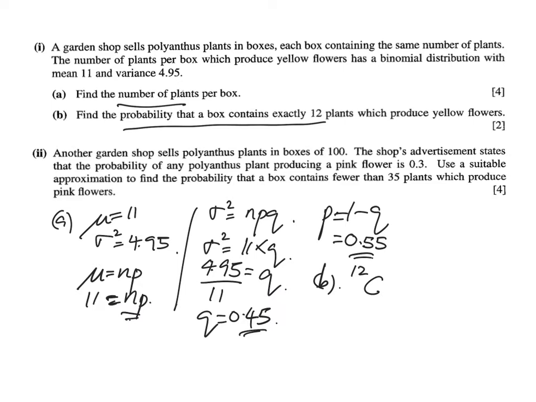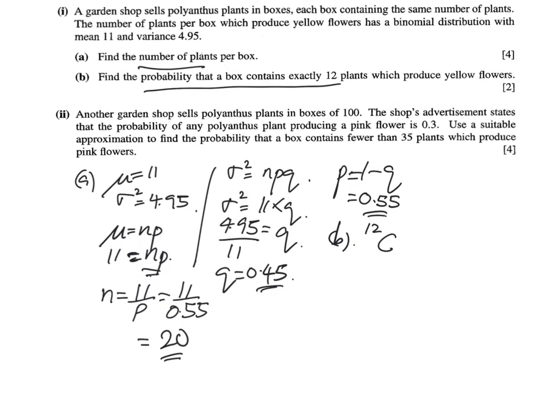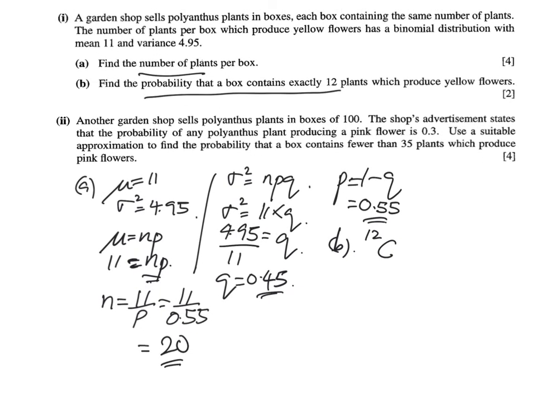So n should be 11 divided by p, where p is 0.55. Yep, I made an error there. So n equals 11 divided by 0.55, which is 20. Okay, now it makes sense. So we have 20 plants, and out of those 20 they want exactly 12 plants which produce yellow flowers. That was my bad, pardon me.